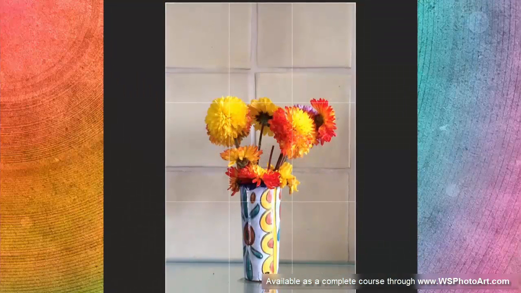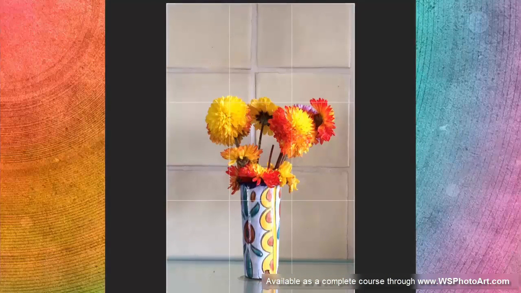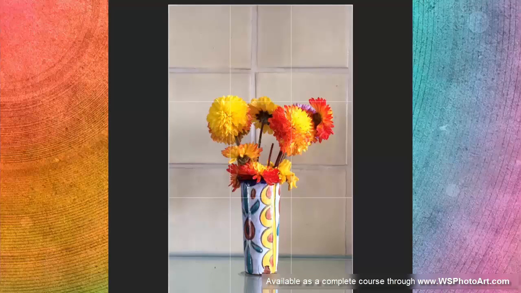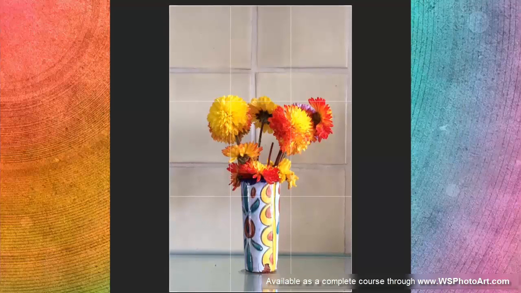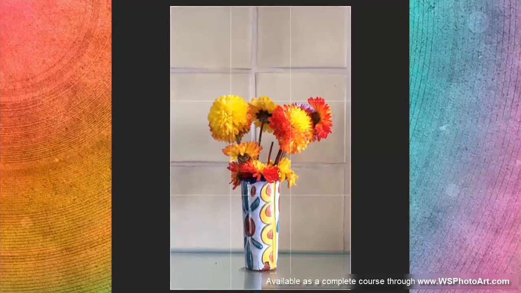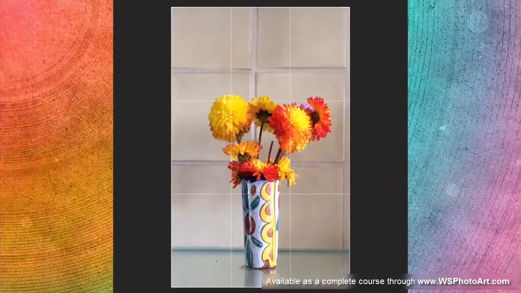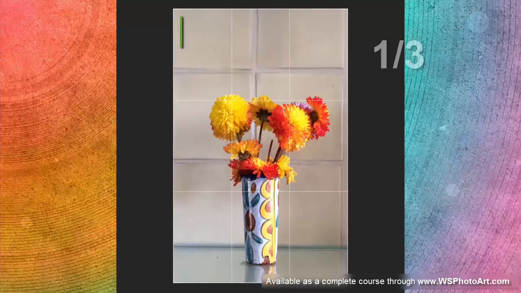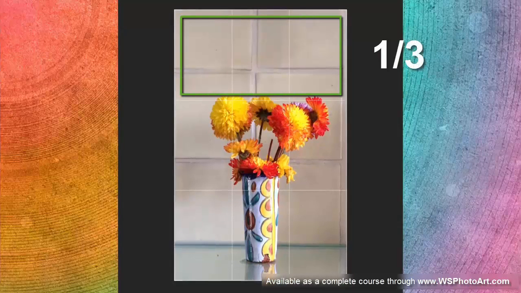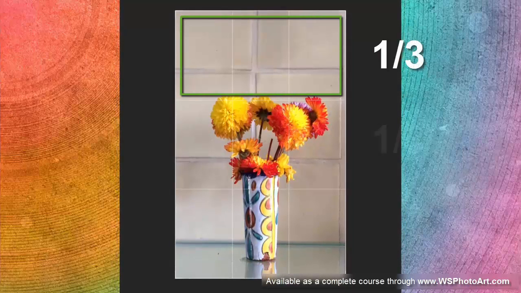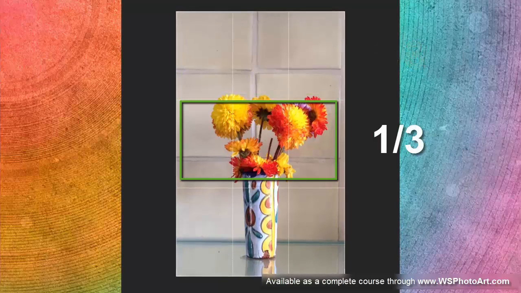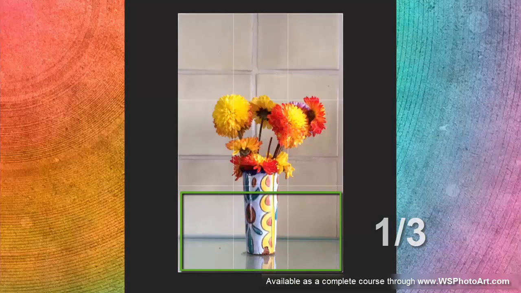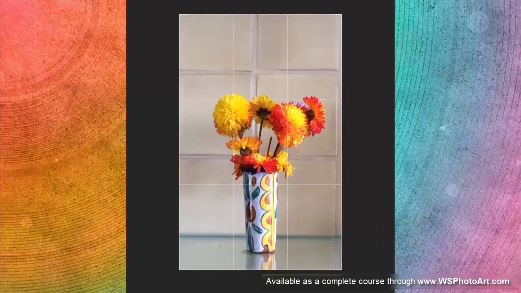This rule of thirds image is a little different in that although the vase, or the vase, whatever you want to call it, is in the lower third of the frame, the flowers themselves are around the center of the frame. But if you really look at the whole image, the top part, above the flowers, is 1/3. Then the flowers are 1/3, and then the vase is 1/3. So this is still a rule of thirds image.